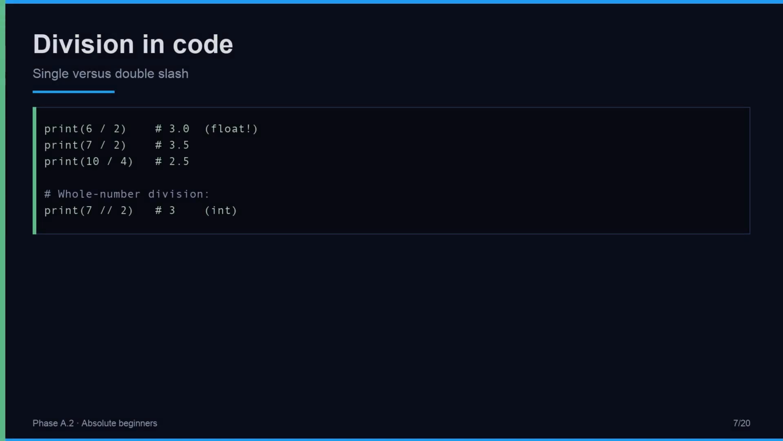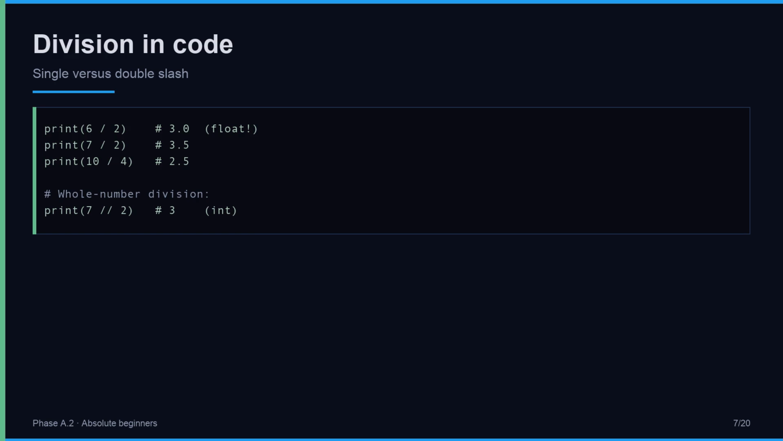6 divided by 2 gives 3.0, notice the dot, because slash always returns a float. 7 divided by 2 gives 3.5. 10 divided by 4 gives 2.5. Now compare with //, the whole number division operator. 7 // 2 gives 3, an int, because it discards the fractional part. For everyday measuring you will usually want the single slash and its float result.